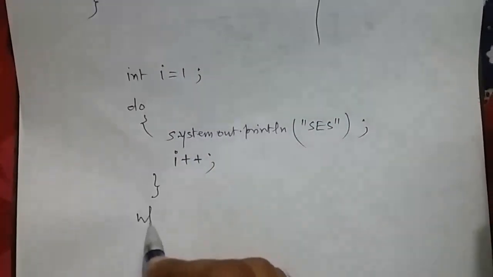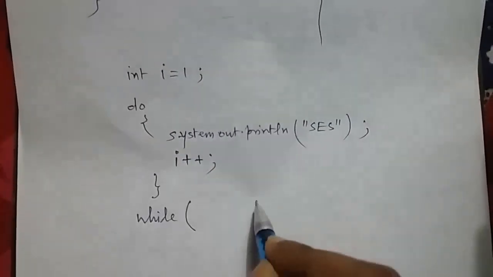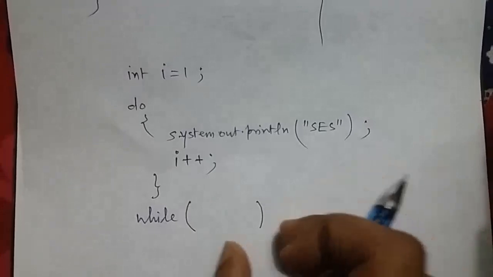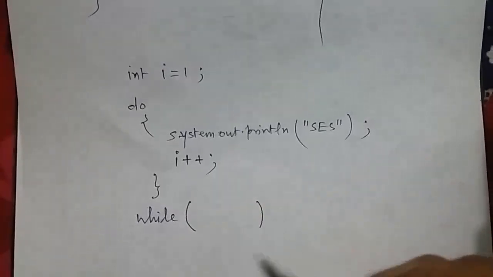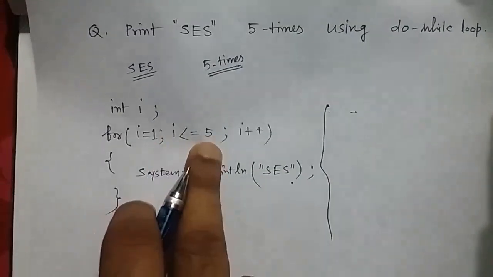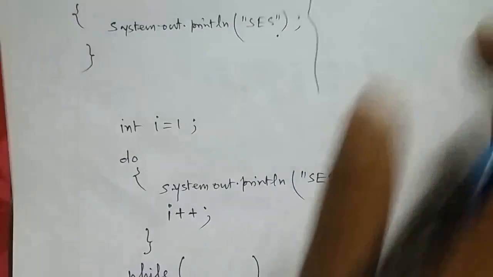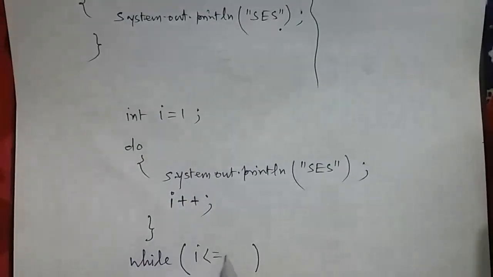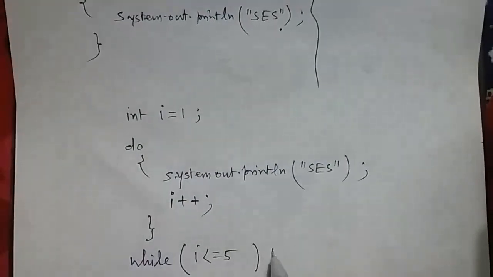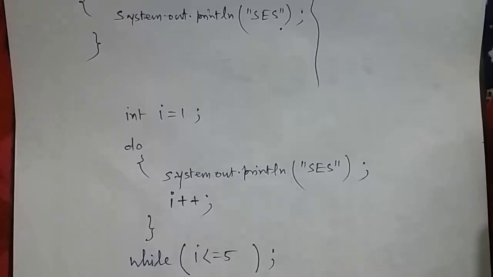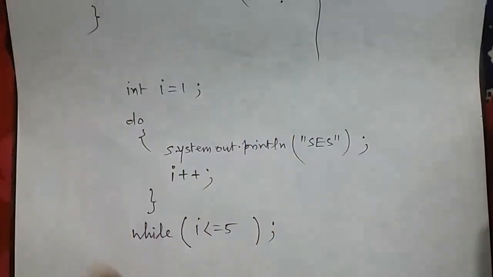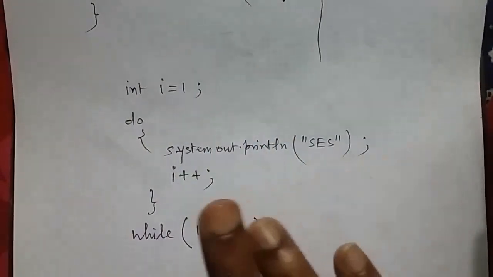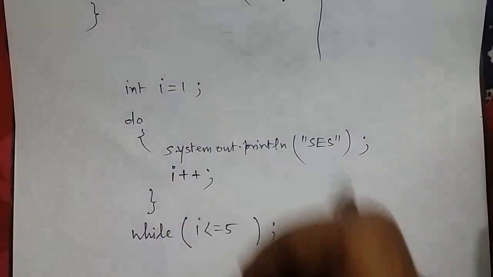And now while. According to the syntax, inside this pair of parentheses we have to write the test expression, and the test expression is the same. Here i <= 5 was written, so we also write here i <= 5, and as per the syntax we need to place a semicolon here. So this is the code segment for printing ACS Southern School 5 times using do while loop.